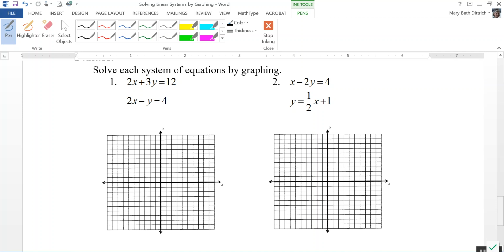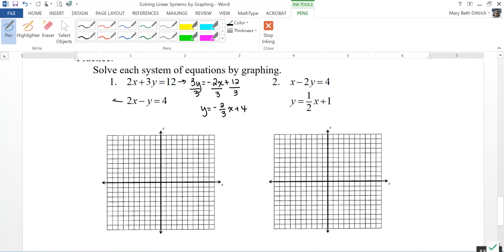Okay, let's take a look at these equations here. So it says solve each system by graphing, and the first one is 2x plus 3y equals 12, and the next one is 2x minus y equals 4. So I want to turn each one of those into slope-intercept form. So I'll subtract 2x on both sides, and then divide by 3. So this gives me y equals negative 2/3 x plus 4.